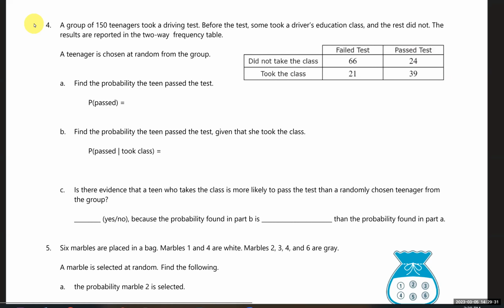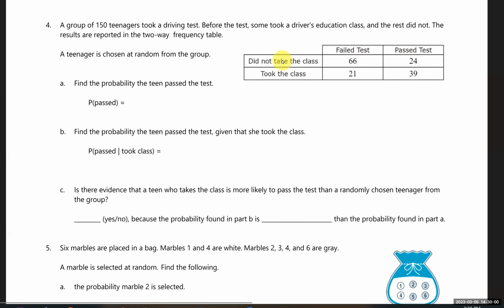Here we'll take a look at an application of conditional probability, and our problem is a group of 150 teenagers took a driving test. Before the test, some took a driver's education class, the rest did not, and we've got our results in a two-way frequency table. Two-way again means just considering two things, whether or not they took a class and whether or not they failed or passed.